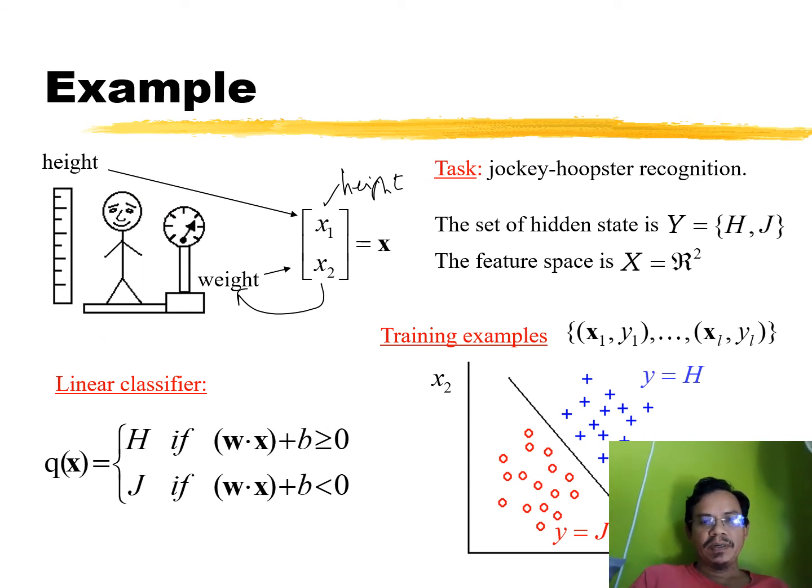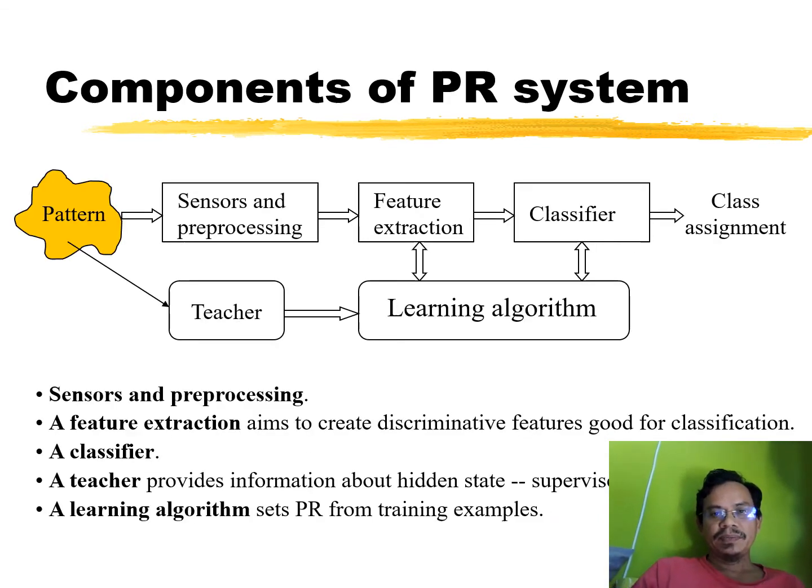So this is an example of pattern recognition. These are the features or attributes of the object, height and weight, and then we give the x1 and x2 as a feature vector, and then we can use any method to train our data. So this is a training example. We can also use linear classification.